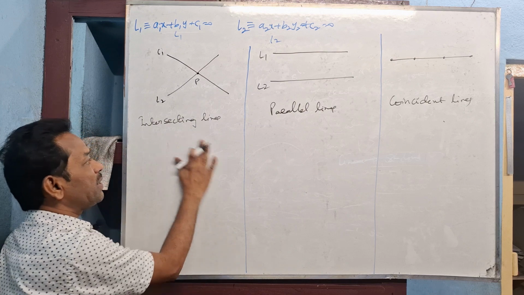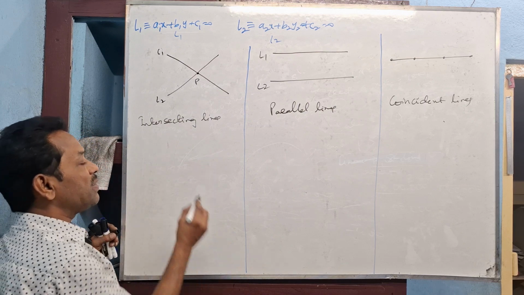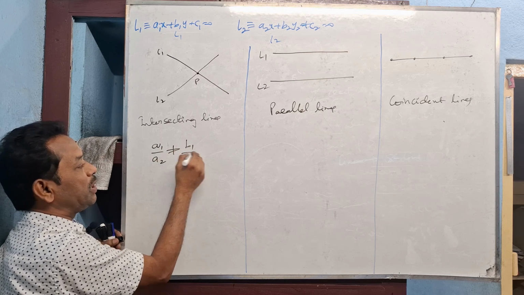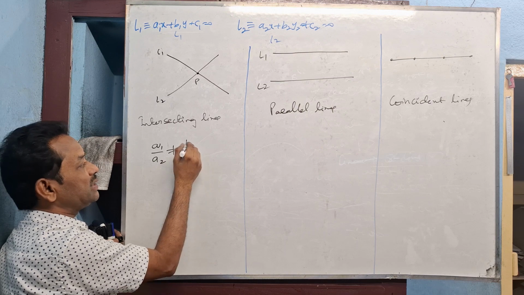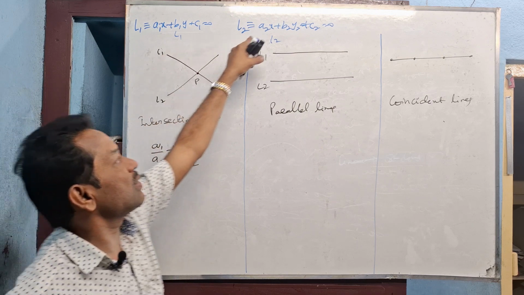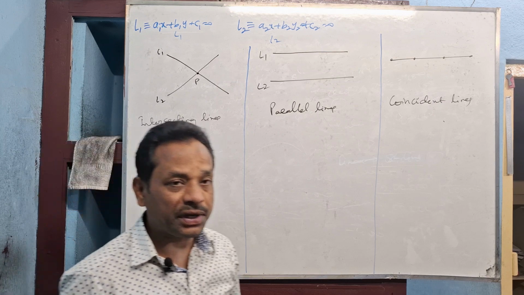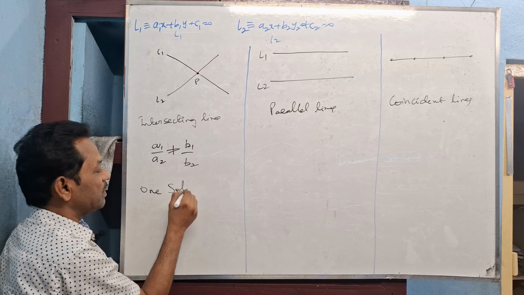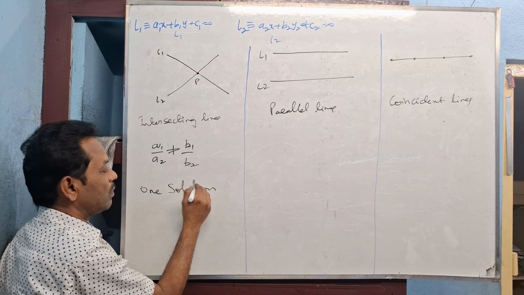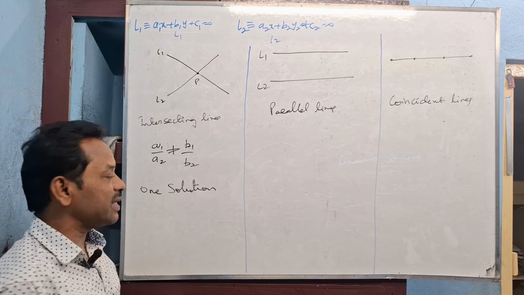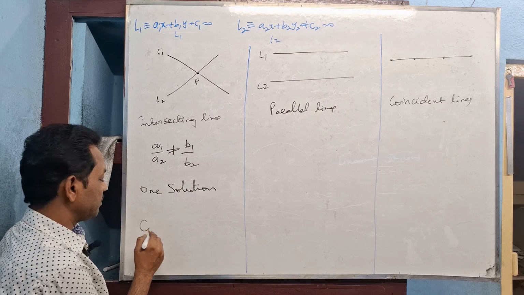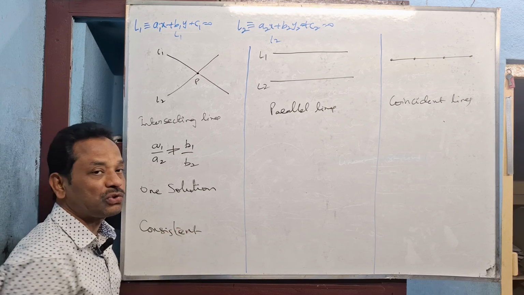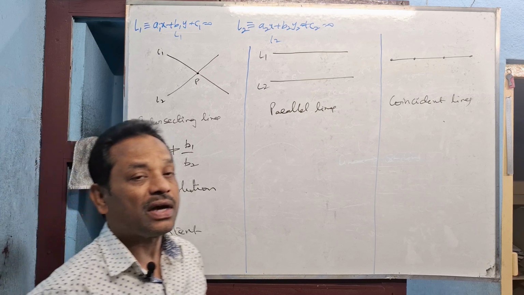Now bachcho, for intersecting lines, what is the condition? If you are getting a1 by a2 not equal to b1 by b2, if this condition is satisfied, then I can say the two lines are intersecting lines. For intersecting lines, how many solutions will I get? Only one solution. If we have a solution, then the pair of linear equations is consistent. At least if you are getting one solution, then the pair of linear equations is consistent.